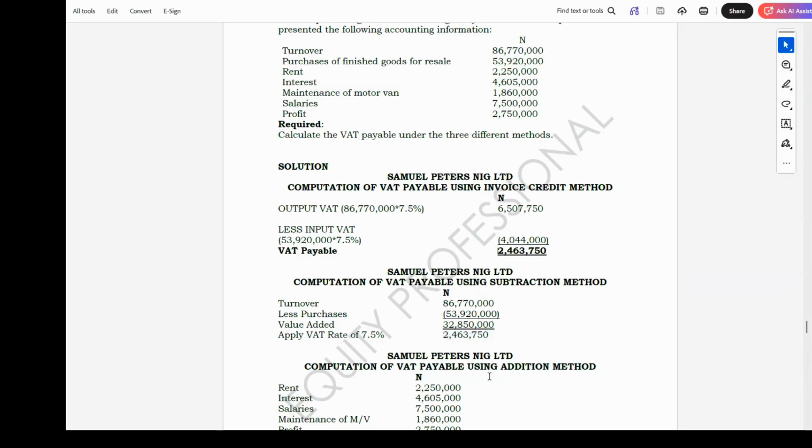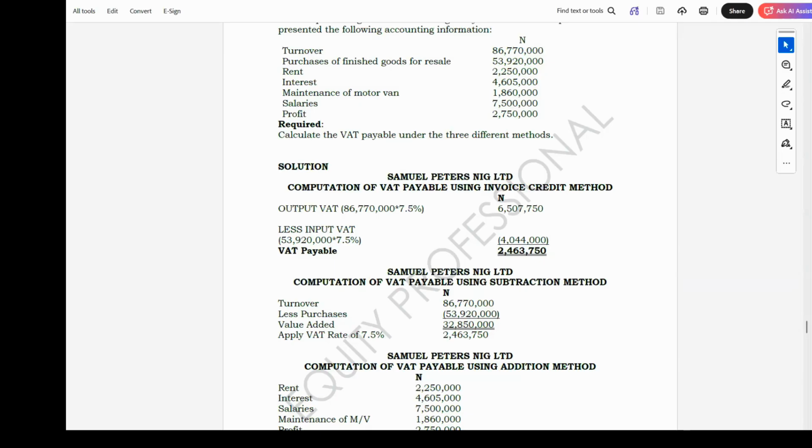Then the last method is the addition method. Under the addition method, this involves the process of adding all the rewards generated by all the factors of production. The reward generated by all factors of production will be added, and that will give you the value added, on which you now apply the value added tax rate. So this is not adopted in Nigeria. Take note of that.